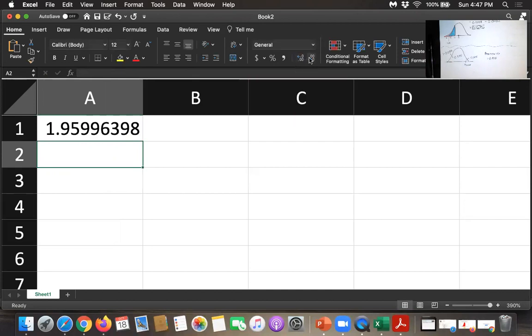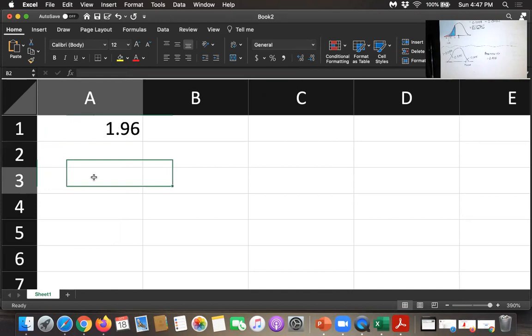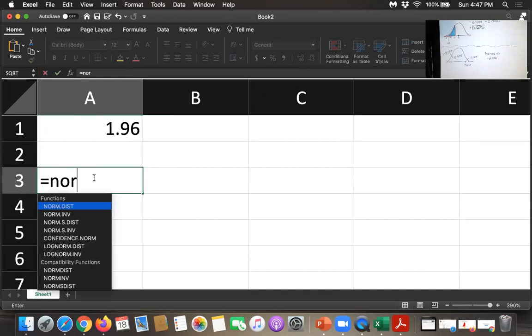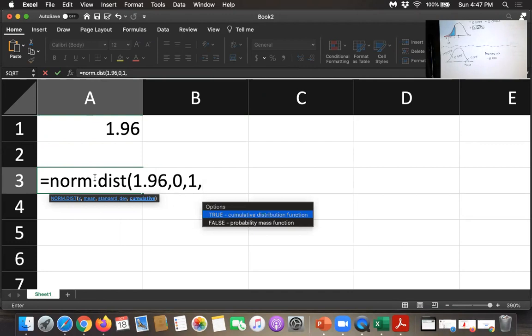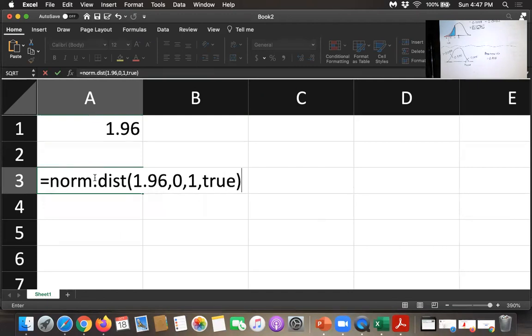And if you round, you get 1.96. Now, if we use the other function, equals NORM.DIST, and we type in z equals 1.96, and we're looking at a normal distribution with a mean of 0 and a standard deviation of 1. And yes, we want a cumulative distribution, so that means we want the area to the left. So we type true here. That should give us the area to the left of z equals 1.96, which we know to be 0.975.